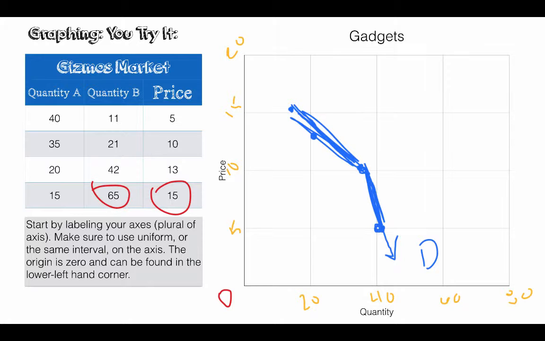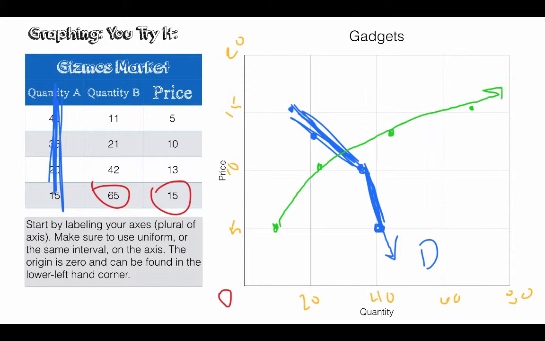Now the next thing I have to do is not focus on A anymore, but instead focus on B. I'm going to change my colors up a little bit. I know at a price of $5, I have a quantity supplied of 11, which is right there. At a price of $10, I have a quantity of 21. At a price of $13, I have a quantity of 42. And at a price of $15, I have a quantity of 65. And there we go.